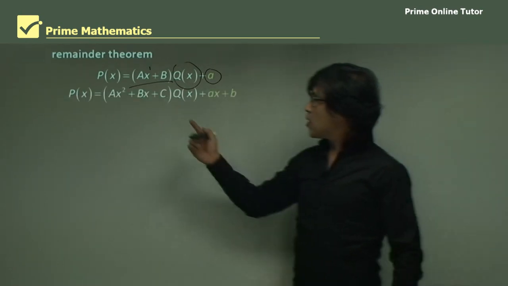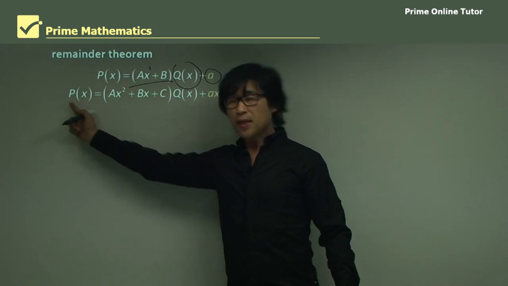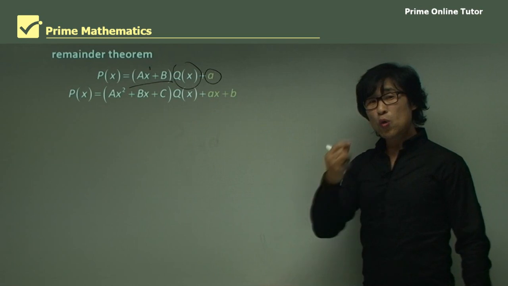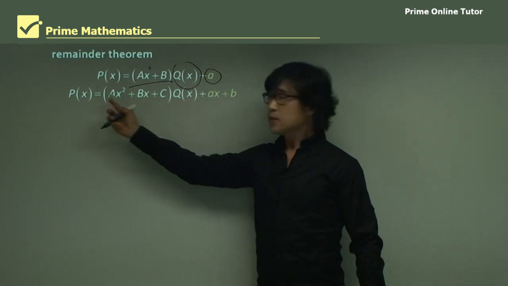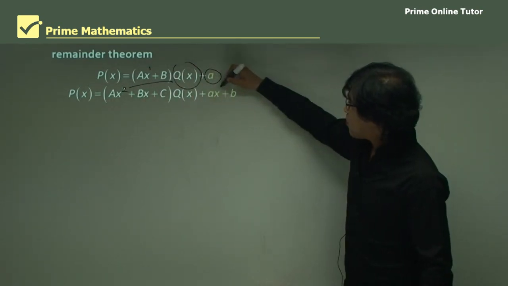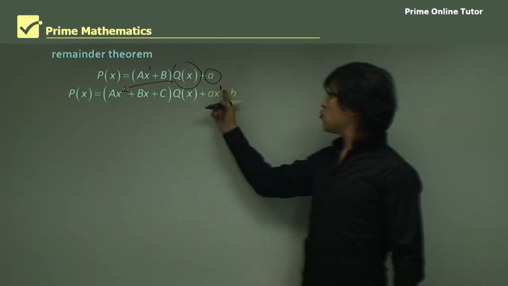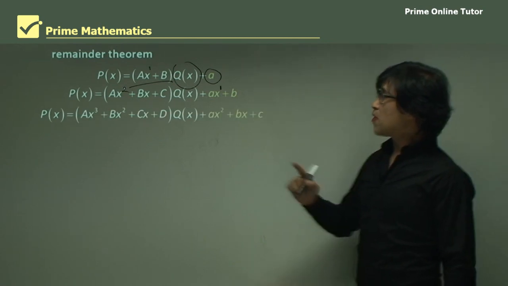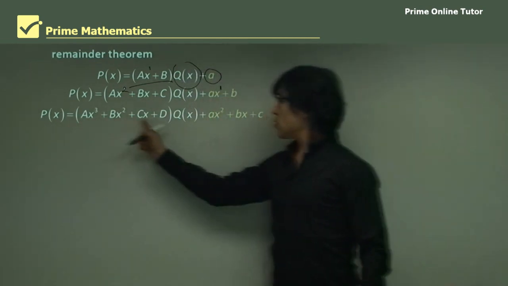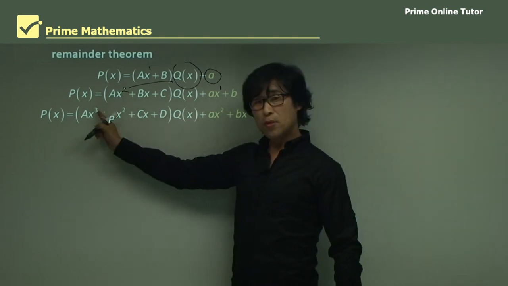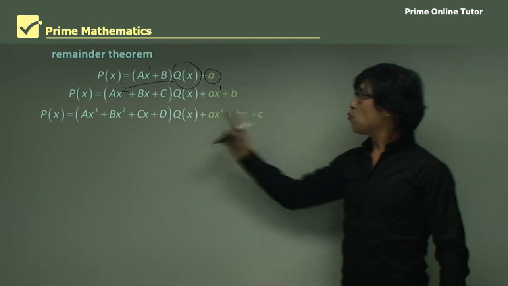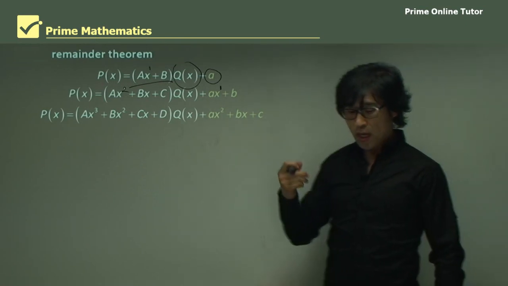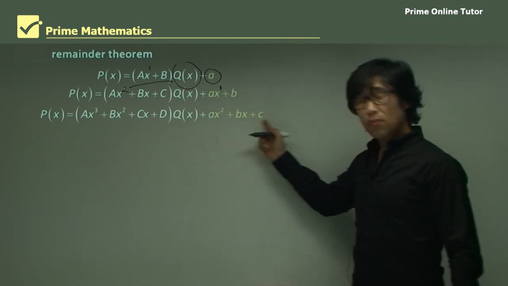Next, if you divide P(x) by a quadratic, which is a power of 2, the remainder must always be 1 less than the divisor. See here, this is 2, our remainder is 1, so this is 1 less than 2. Another one: if you are asked to divide P(x) by a cubic, which is a power of 3, then the remainder is one power less than the divisor, so it is a quadratic. So this is how to form the remainder.